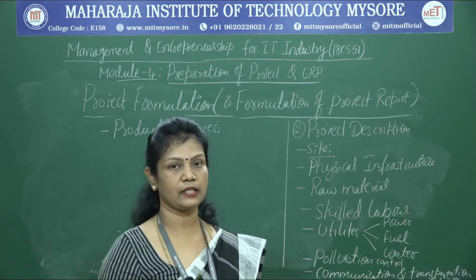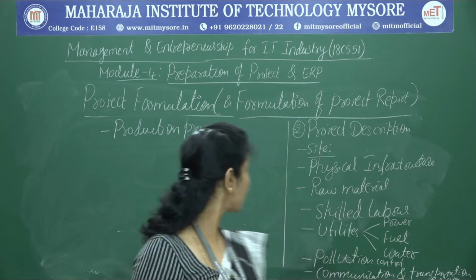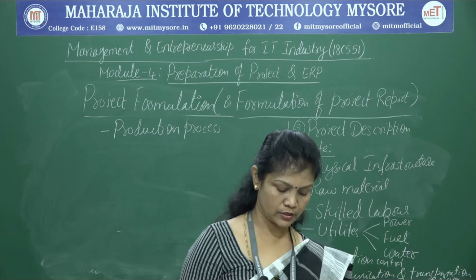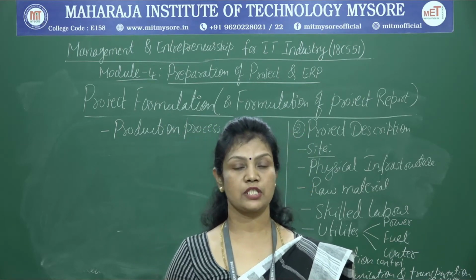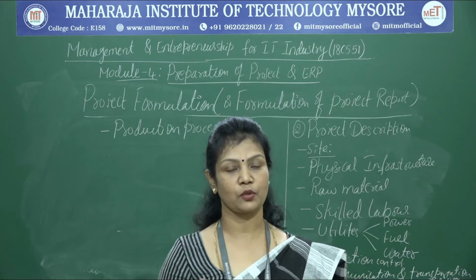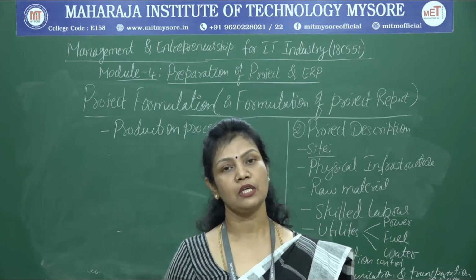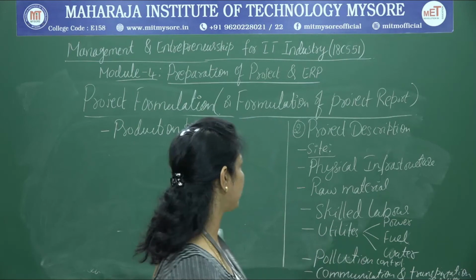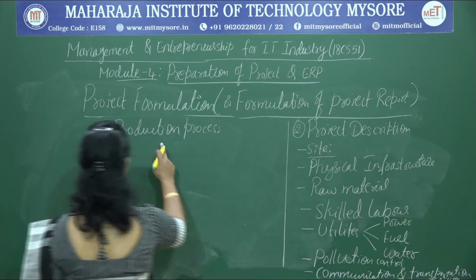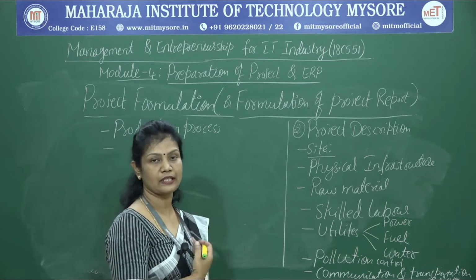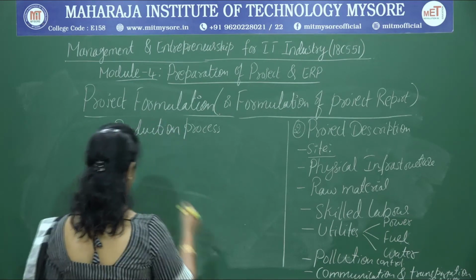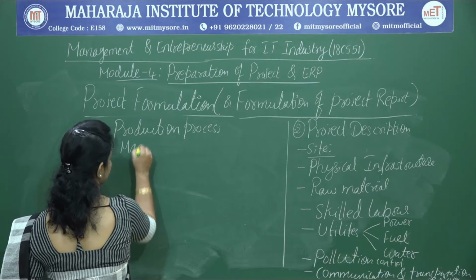Next one under the project description includes the production process. Here they have to mention how much time they are in need of to convert the raw material into a finished product, which needs to be specified under the production process they are going to carry out in the organization. Then machinery and equipments.